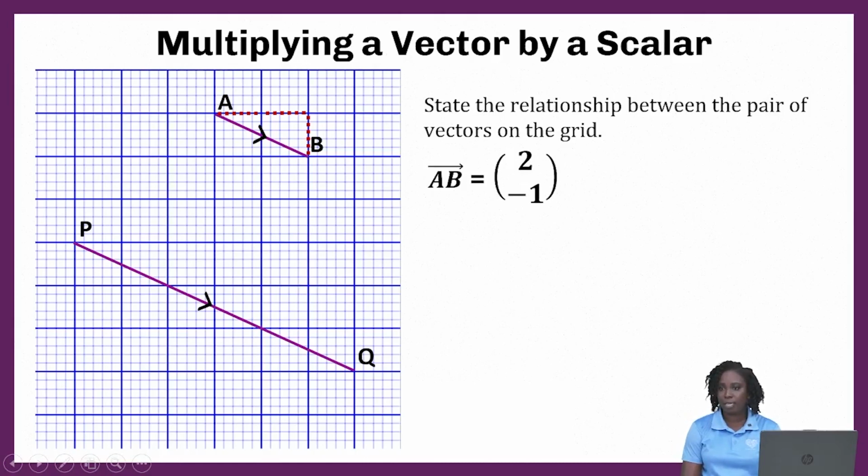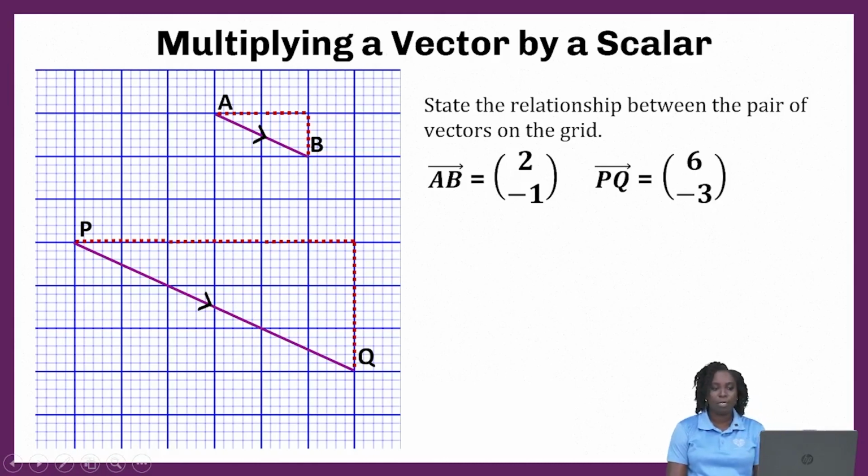And we have to do a similar thing for PQ. So we count from P, 1, 2, 3, 4, 5, 6 places to the right. And now we need to go down 1, 2, 3 places. And so this would be (6, -3). Now, how are we going to decide the relationship between these 2 vectors? Well, we need to make a comparison. What we have are (2, -1) and (6, -3).